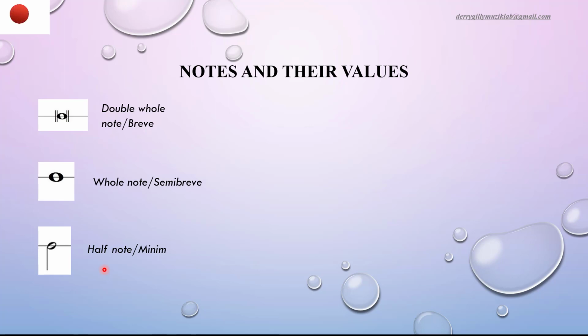So if I press on the keyboard, I'm expected to count up to 2. So 1, 2, 1, 2, 1, 2. This is how the minim goes. So we have the double whole note, that is the brief. We have the whole note, that is the semi-brief. We have the half note, that is the minim. Now let's go to the quarter note.